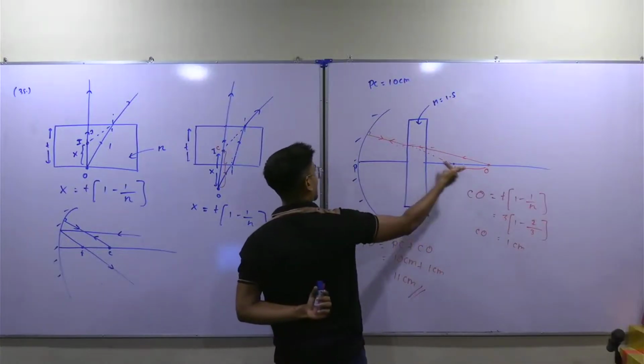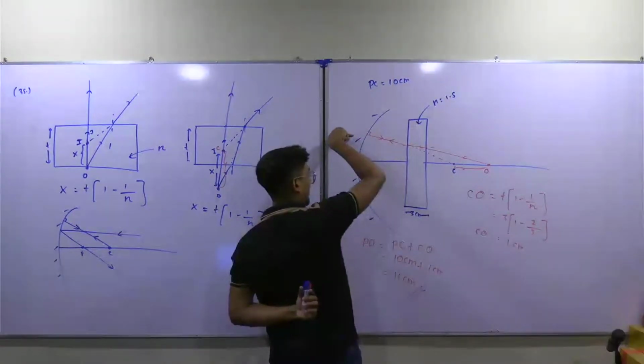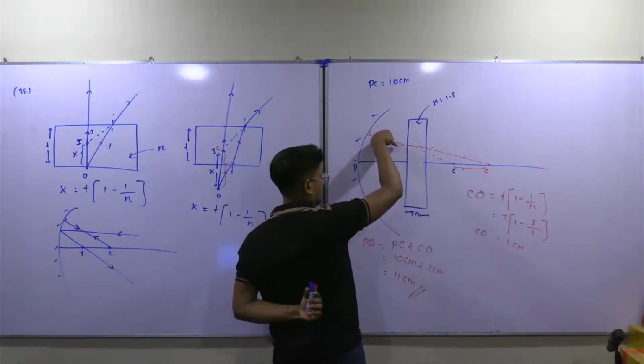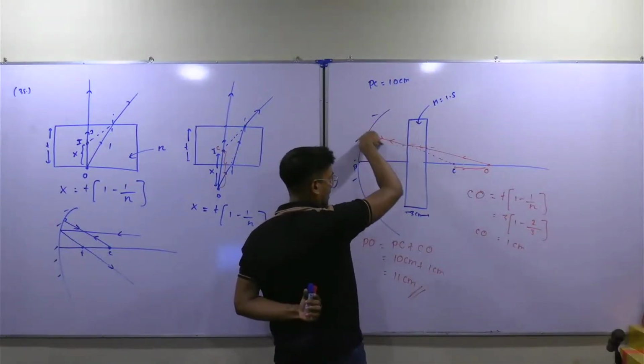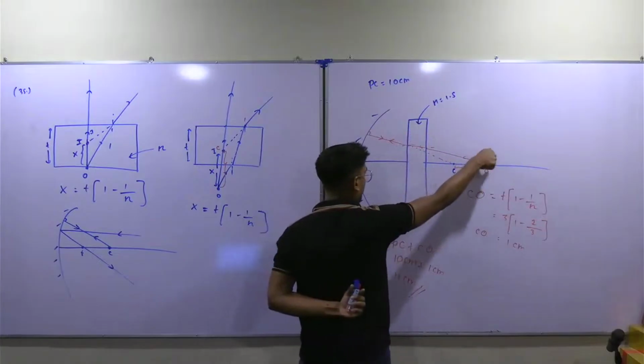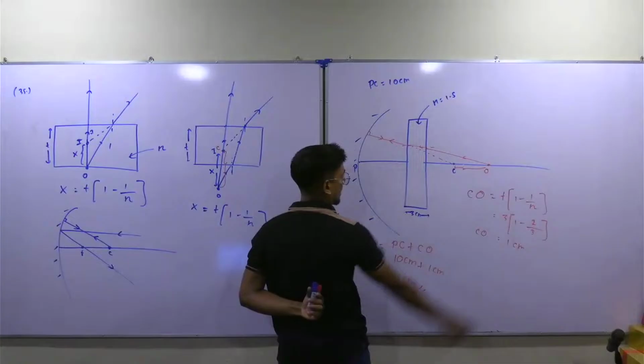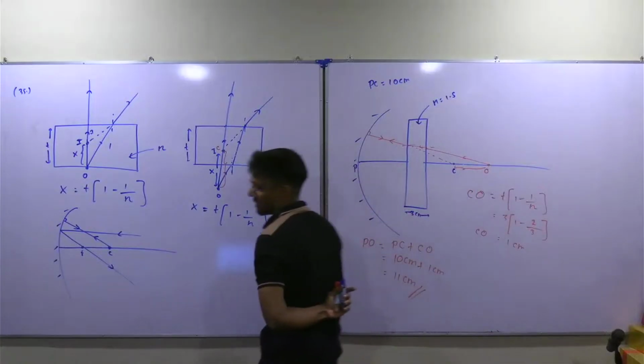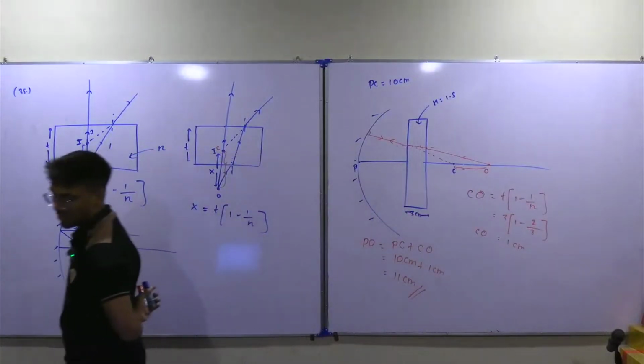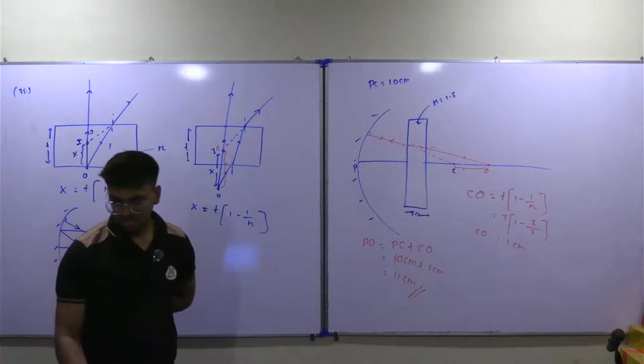If this travels to C, it will reflect along the same path. So the incident ray and the reflected ray will travel along the same path. So the object and the image will coincide again, right? So the answer is 11 centimeters.